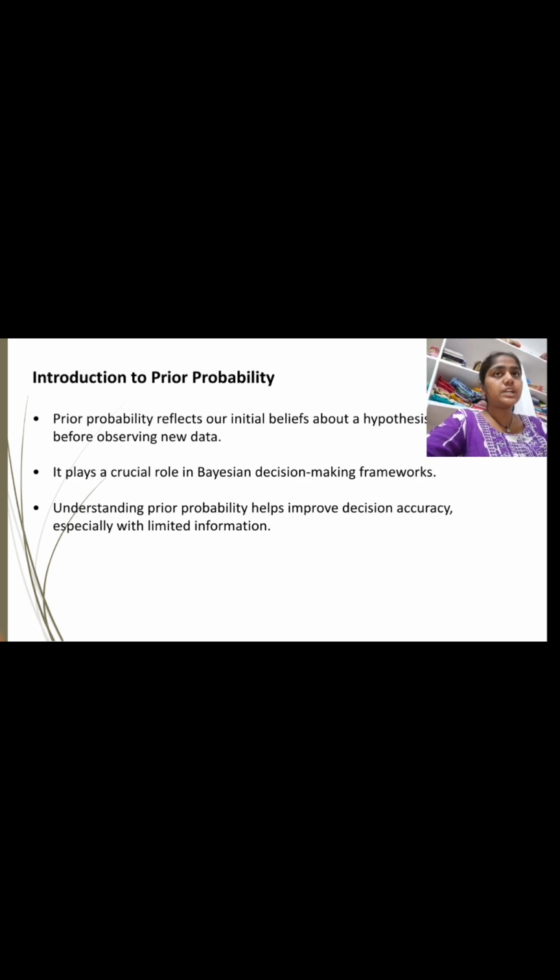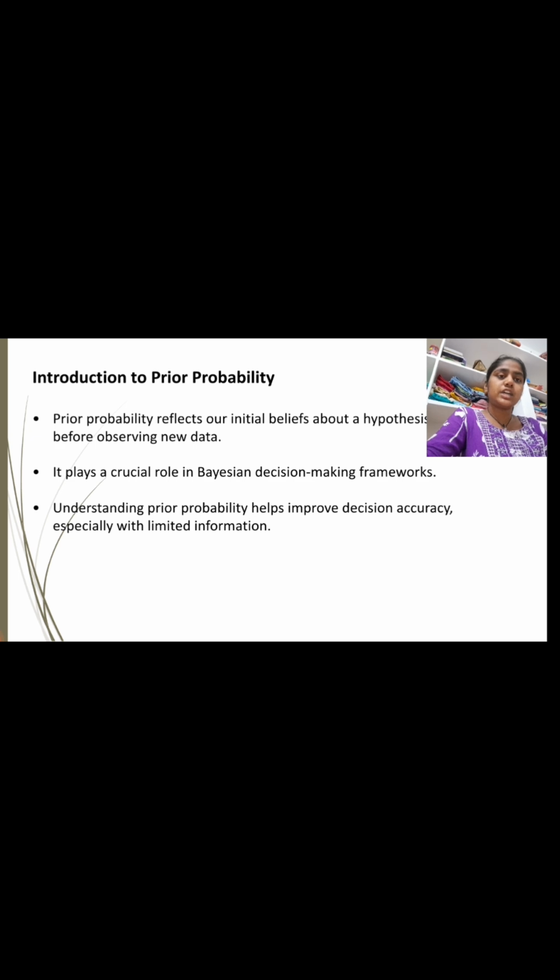Prior probability represents the initial belief about the likelihood of an event or hypothesis before considering current evidence. It is often derived from historical data, expert knowledge, or reasonable assumptions about the problem domain. When new data becomes available, prior probability is updated using observed evidence to form a posterior probability. This updating process allows decision makers to refine their beliefs and make more informed decisions over time.